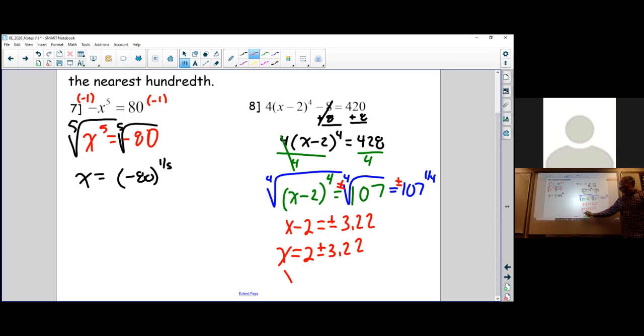And do the arithmetic. 2 plus 3.22 is 5.22. And 2 minus 3.22 is negative 1.22. So I have 2 answers. Okay, so keep your eyes peeled. If you do the root of both sides, you would dislike me a little bit if I took 1 point off if you forgot the plus or minus component, because it seems like such a basic thing.